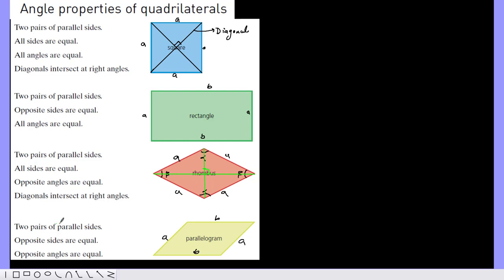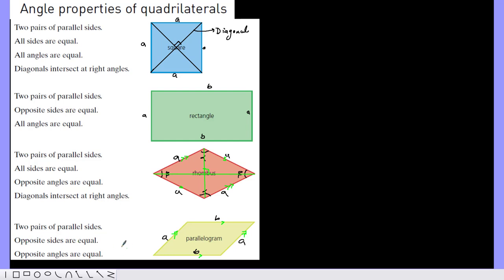Okay, let's return to the parallelogram. Two pairs of parallel sides. These two, they are parallel to each other. We should know that one. By the way, in the rhombus also they are parallel to each other. These two, they are parallel to each other, and these are parallel to each other. We should mention that one.